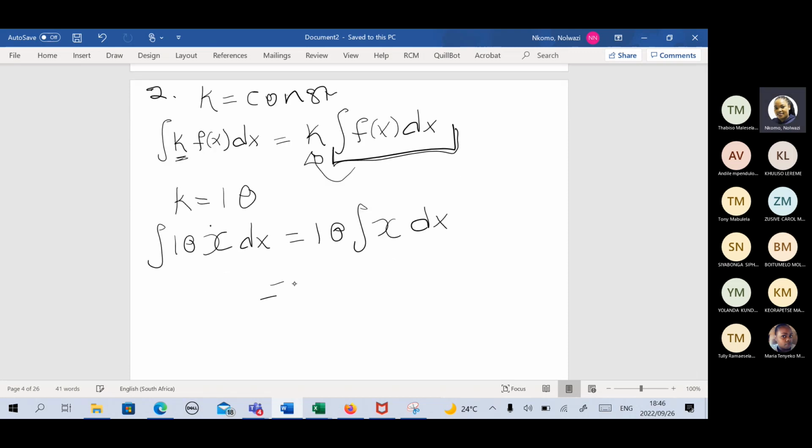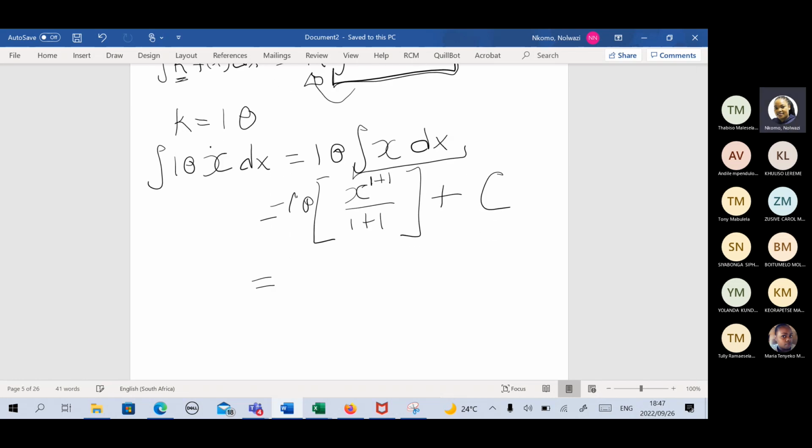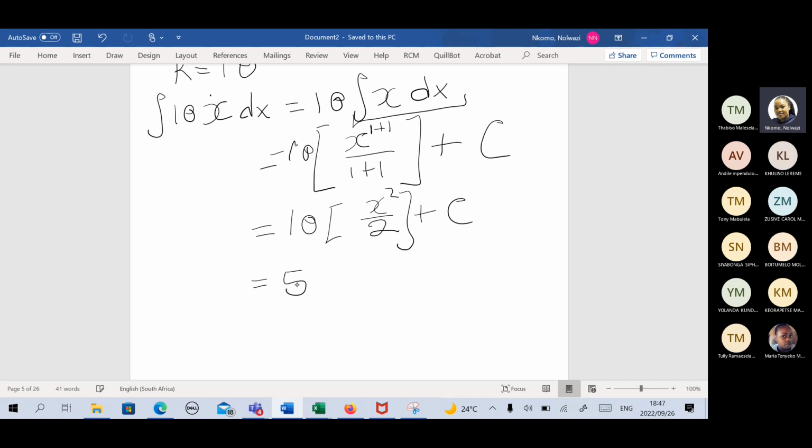Let's continue with this integration. Our answer would be 10 times, and you can apply the power rule for integration here. If you apply your power rule, you see your power is 1, meaning your n is 1. So you have x to the power 1 plus 1 over 1 plus 1, plus the constant of integration. This would be 10 times x to the power 2 over 2 plus c, which will give you 5x squared plus c.